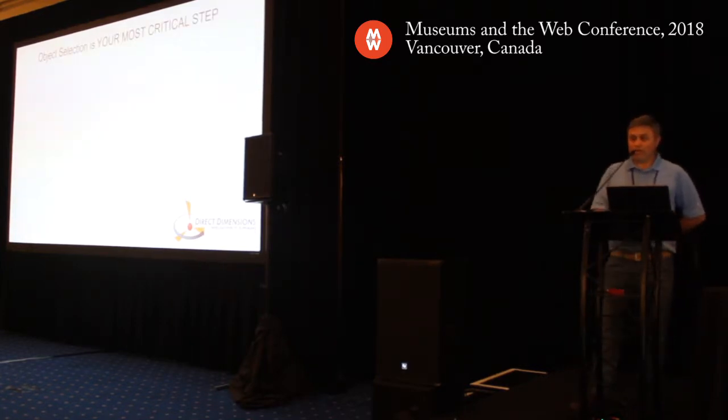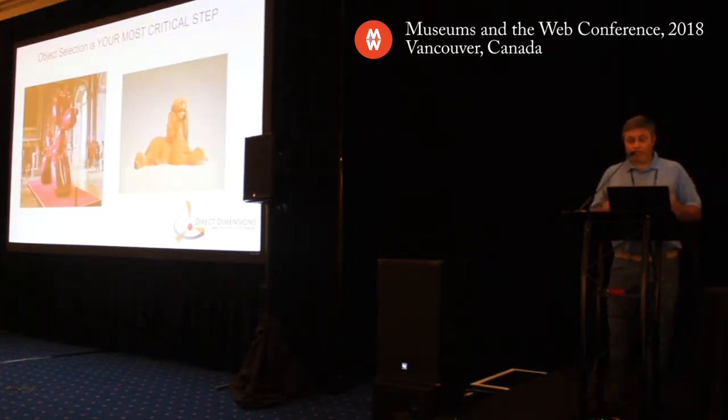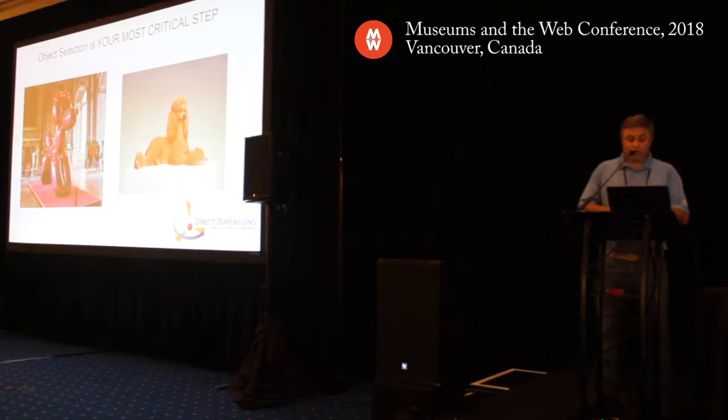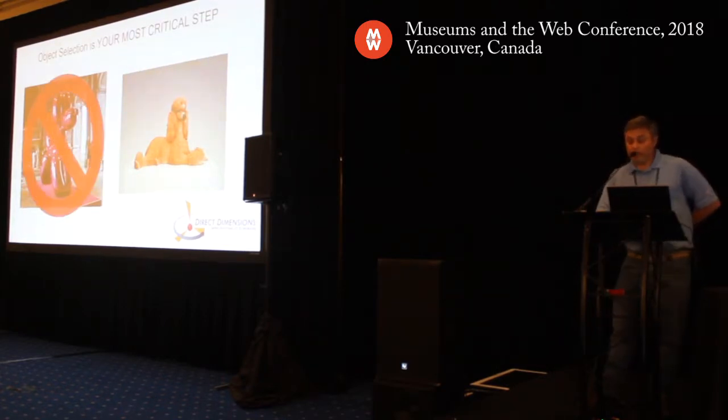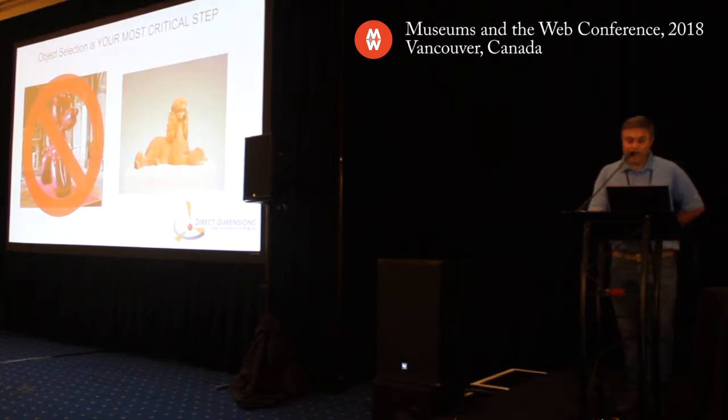The most important thing is selecting your object, because if you pick the wrong object, you're going to fail. So one of the things you don't want is shiny. And you also don't want something too big, because if it's too big, it'll take too long and you'll not get it done. So I'd recommend doing the Coon's dog on the right, which is nice and matte and small, doesn't have a lot of undercuts.